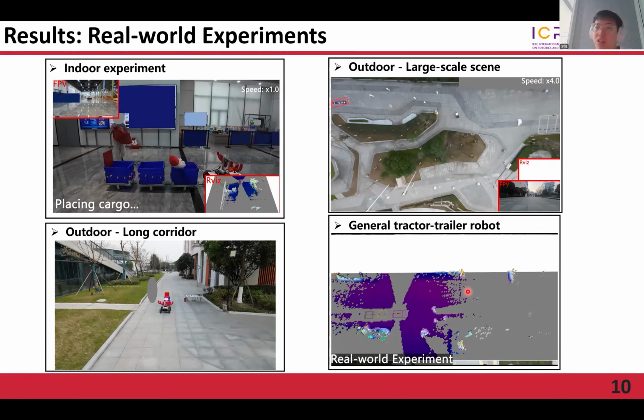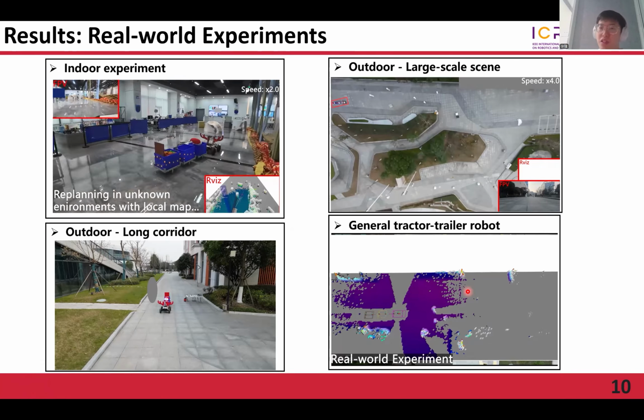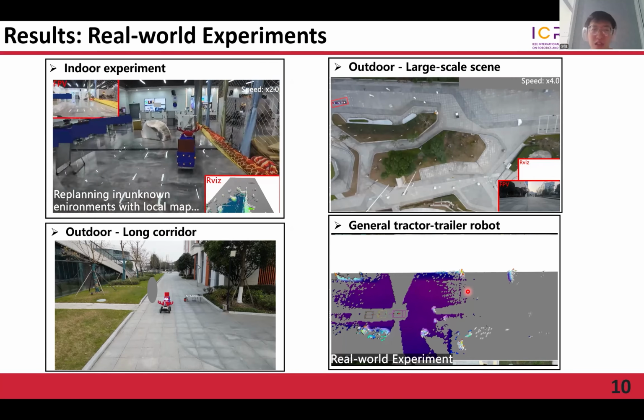We conduct four kinds of experiments, one indoor and three outdoor. In the indoor experiment, we set up the tractor robot to transport, load, and unload cargo to demonstrate the possible real-life applications of the proposed navigation system.